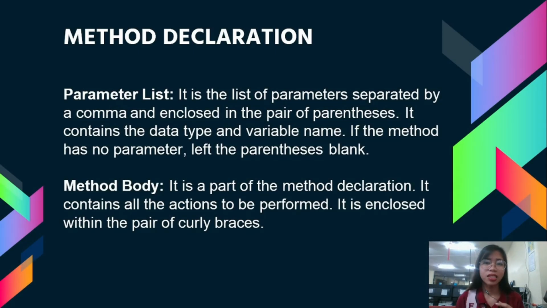Parameter list. So, ito namang parameter list ay separated by comma and enclosed with a pair of parentheses. Sila yung nasa loob ng parentheses. So, ito yung naglalaman ng data type and variable names na kakailanganin inside the method. So, if a method has no parameter, leave the parentheses blank. Kasi merong mga methods na kahit wala namang parameters, pwede naman. Depende sa task na gagawin ng method na to. Kung wala naman siyang kailangan i-compute, pwede tayong hindi maglagay ng parameter.